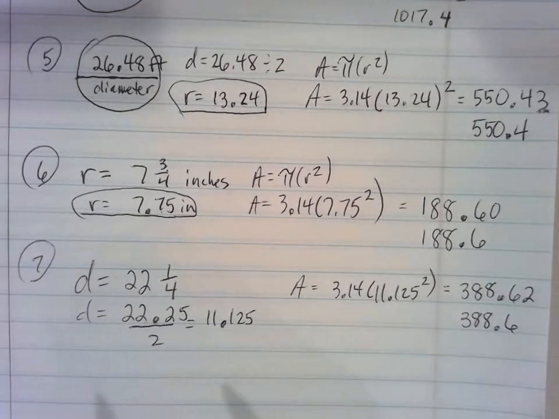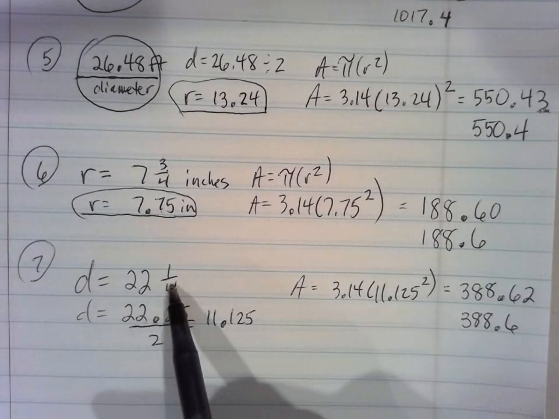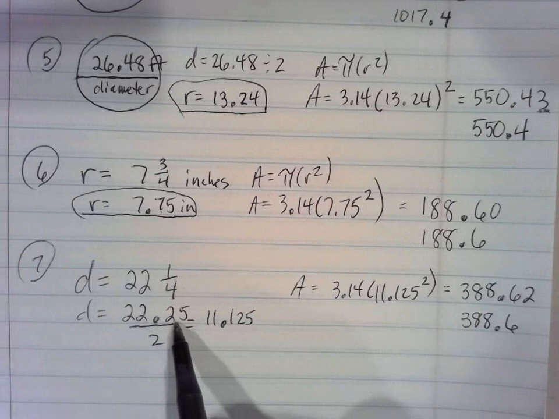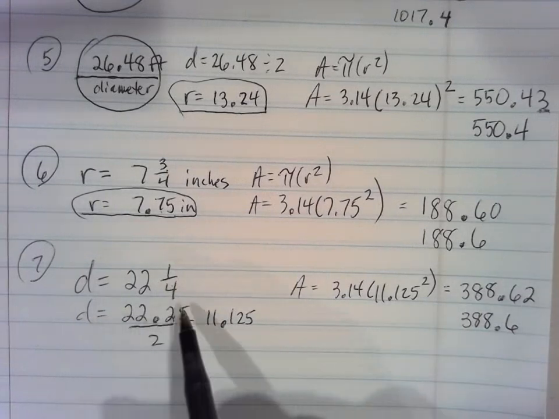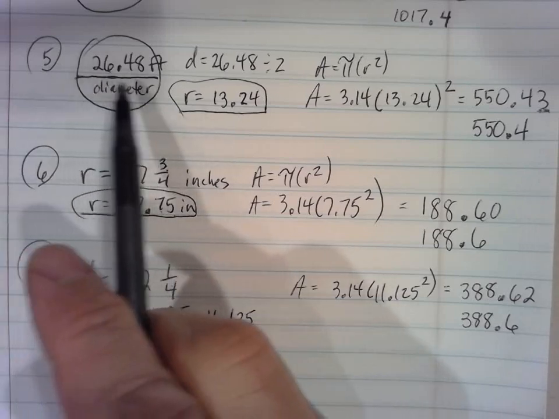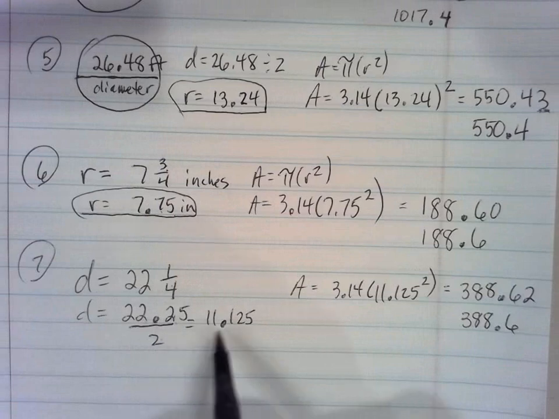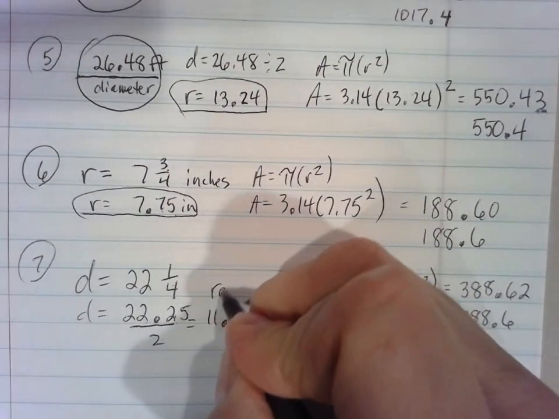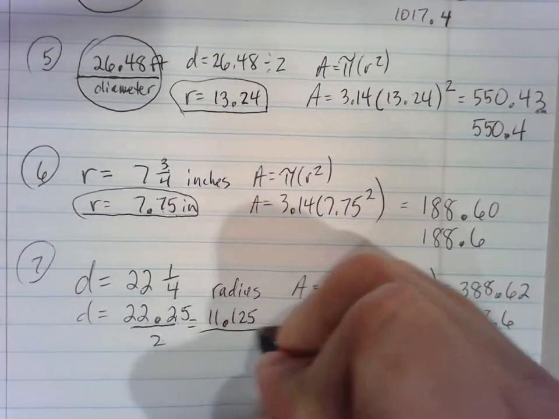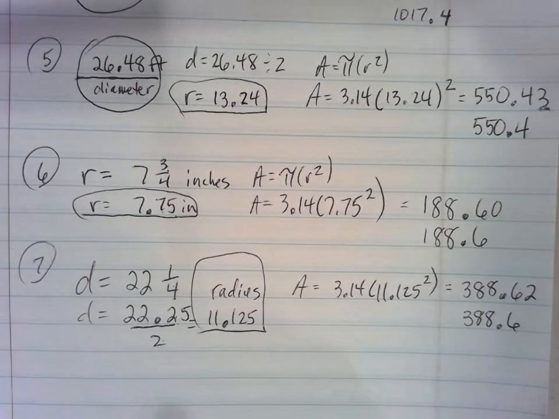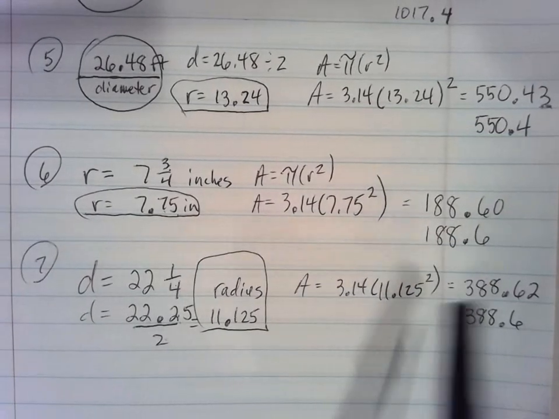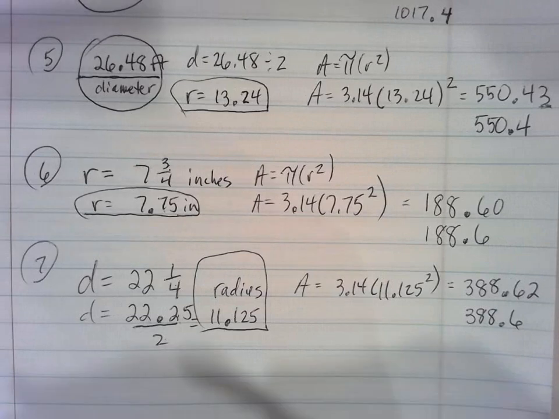Alright, so I'm going to go through that one more time. So the 1/4 turns it into 22 1/25 because 1/4 is 0.25. That's a diameter. So since it's going all the way across the circle like it is up here in number 5, you got to take half of it to get you the radius. Okay, and so the radius is 1.125. Alright, then you do pi times radius squared, and that gives it to you.